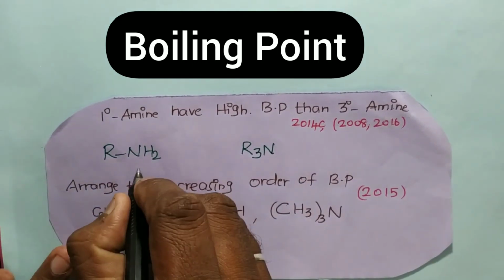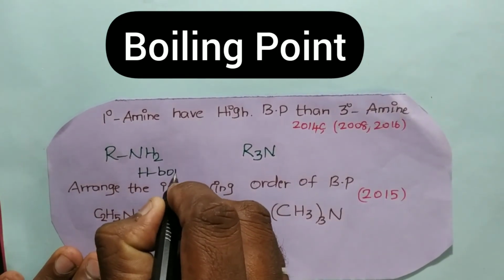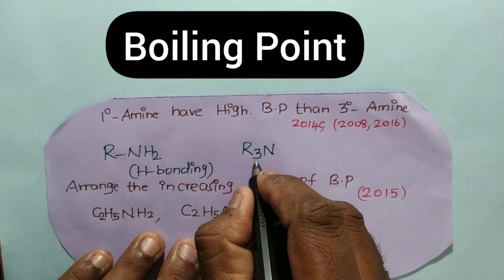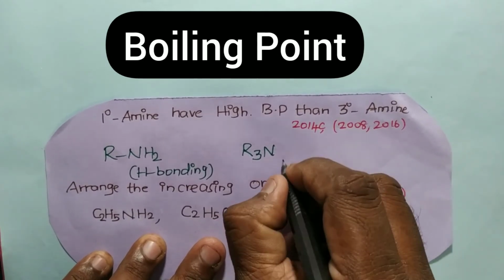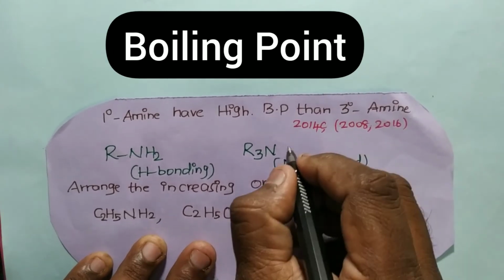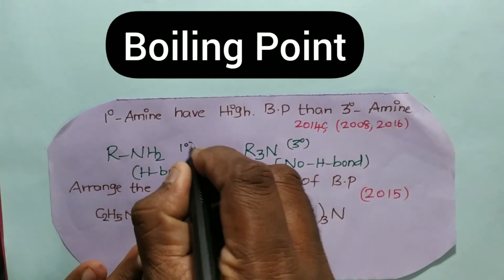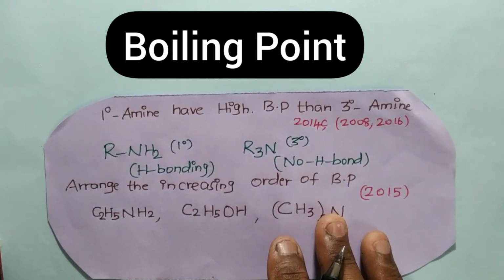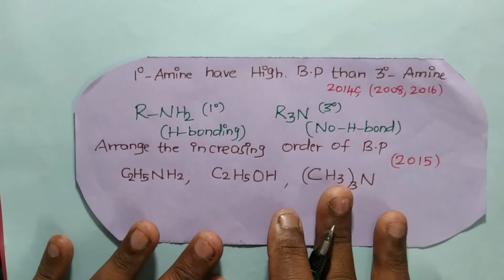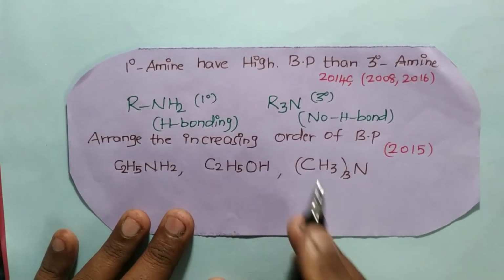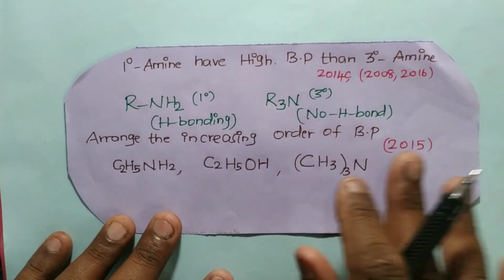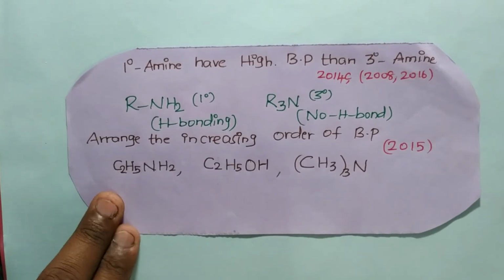Here in the 1 degree amine, I have 2 hydrogens along with the nitrogen, so it can be involved in hydrogen bonding, and the bonding will be very strong. That is why it has a high boiling point. But in the 3 degree amine there is no hydrogen on nitrogen, so there is no hydrogen bonding. It will be very weak, so we can easily remove it. That is why the boiling point is very low for 3 degree amine.